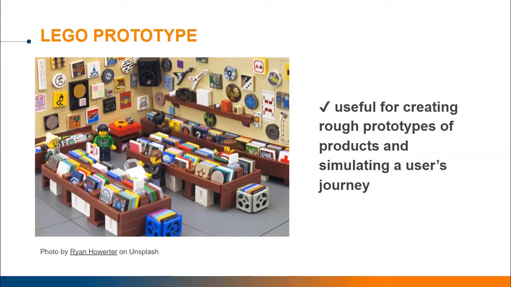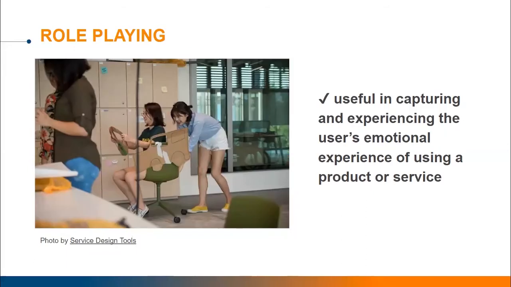The next method is called role-playing. Role-playing is a method that allows your team to explore scenarios within the system you are targeting physically. We can make the best use of role-playing in capturing and expressing the user's emotional experience of using your product or service. By reenacting scenes and situations you are attempting to improve, your team can get a better sense of what the experience may actually feel like and where you need to concentrate your main focus of improvement.